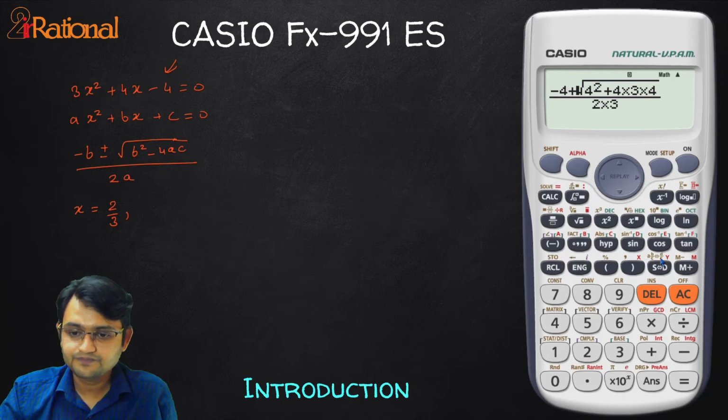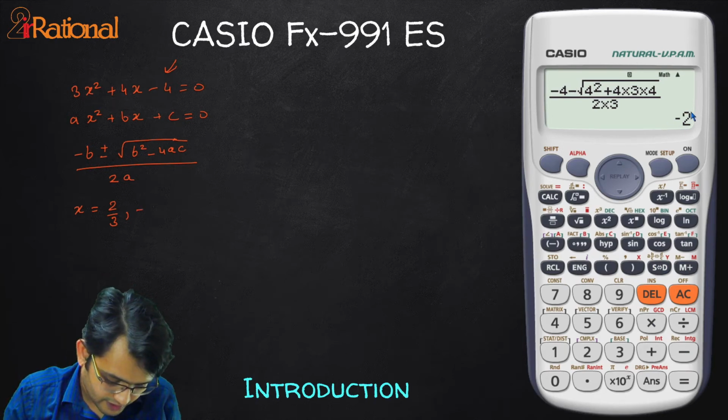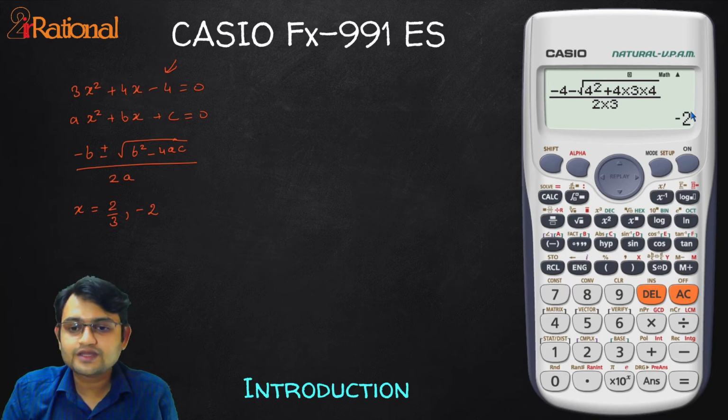I'll delete minus. If I press equal to, I get minus 2 as my second root. So 2 by 3 and minus 2 become my 2 roots. In this way, we can use the special keys here.